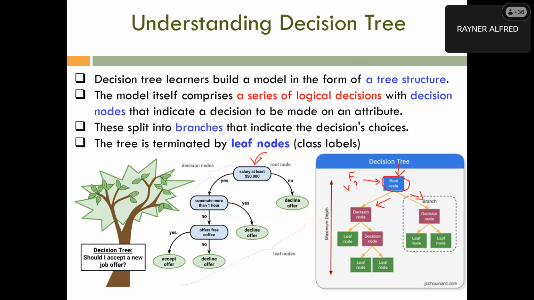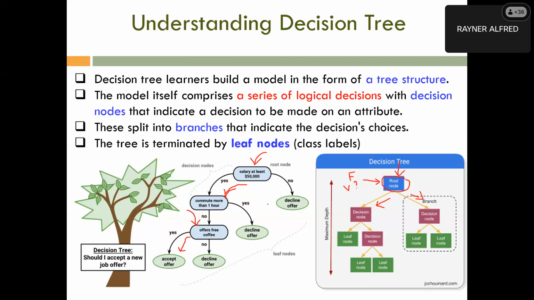Okay, when we make a decision, this is when you want to accept a new job or not. So this one, they say, if the salary is at least 50K, then I will further look into the next one, which is if it takes more than 1 hour to reach that working place. If no, then okay, I will consider. Okay, if they offer free coffee, then if yes, then I will accept the job.